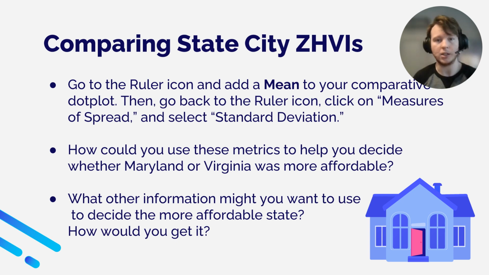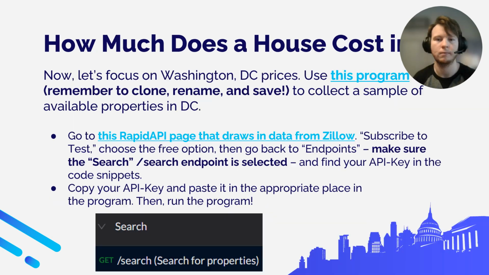One answer might be just that one mean is higher than the other, and that means houses there are more expensive. Another, maybe more comprehensive answer might be looking at the range covered by the standard deviation in each case and seeing how much those overlap, because that'll tell you something about how much the average houses in those two states actually differ from each other, or maybe don't differ all that much. We also ask students to think about what other information they'd want when thinking about which state is more affordable and how they'd get their hands on that data.